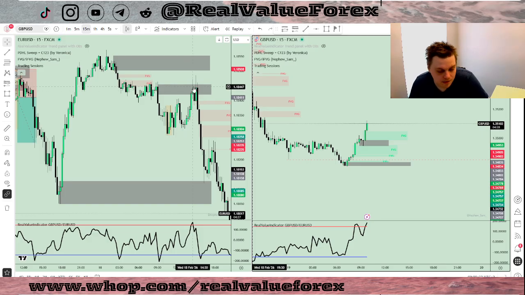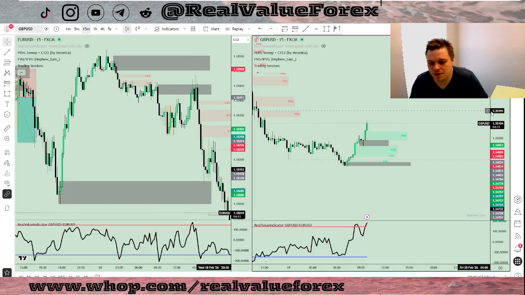It tapped in here as usual, wicked out a little bit. That's why we now use a 10 pip stop loss with the USD to prevent those losses. So I'm quite sure there was some setup, there was some nice trade entry, and you can basically run the whole way down.